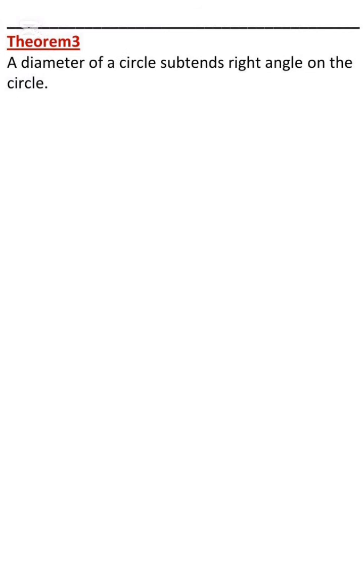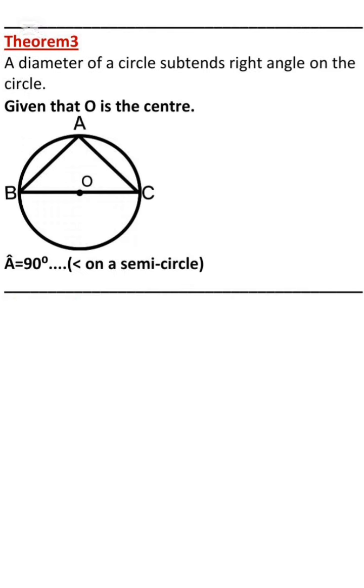Let's move to another theorem. Theorem 3. A diameter of a circle subtends right angle on the circle. This means a diameter always forms a right angle with the circle's circumference. Another way to say it is any angle subtended by a diameter at the circumference is 90 degrees. Here we are given that O is the center. BC is the diameter.